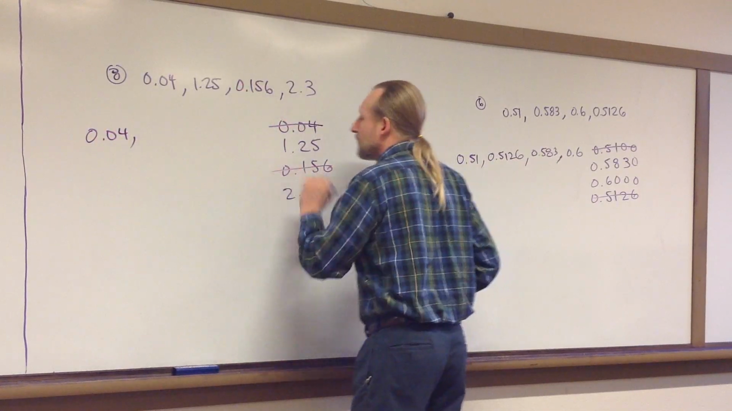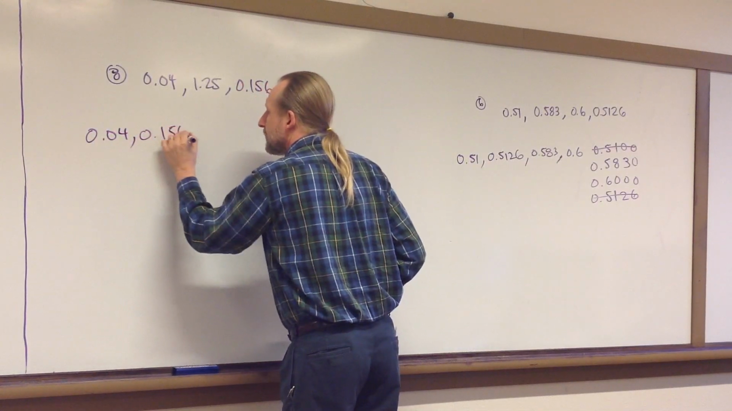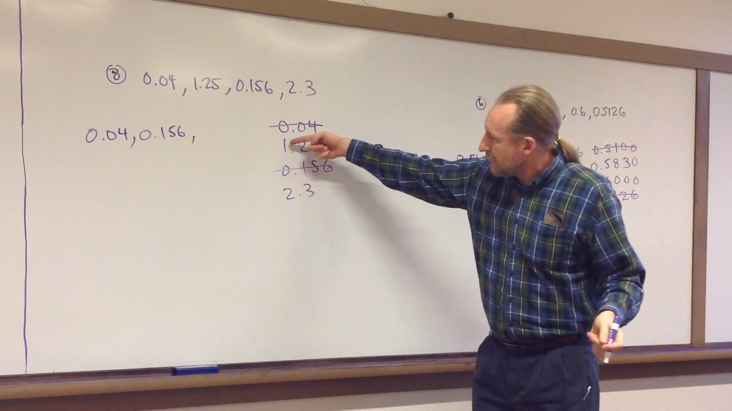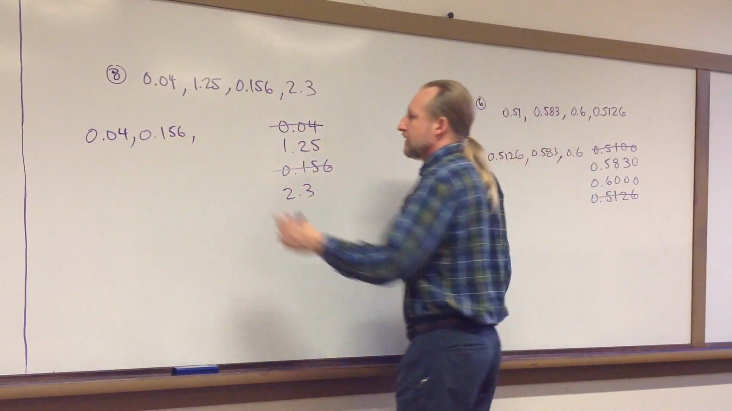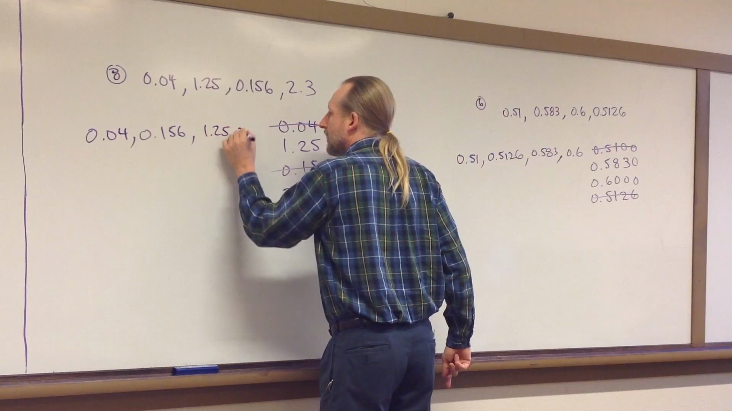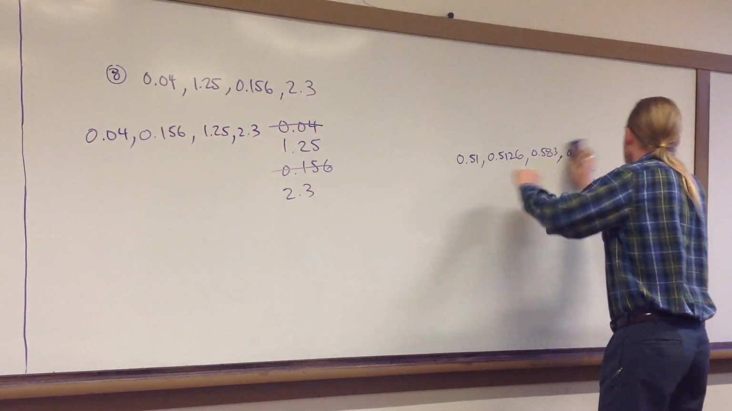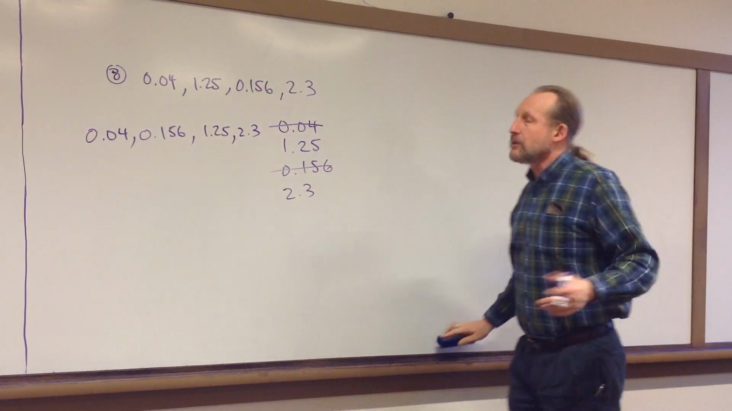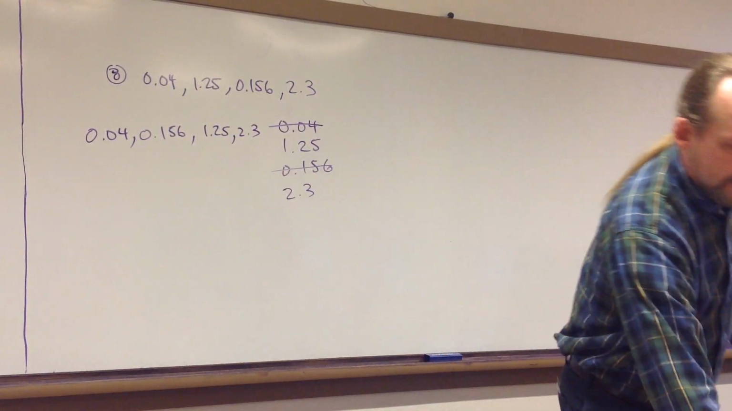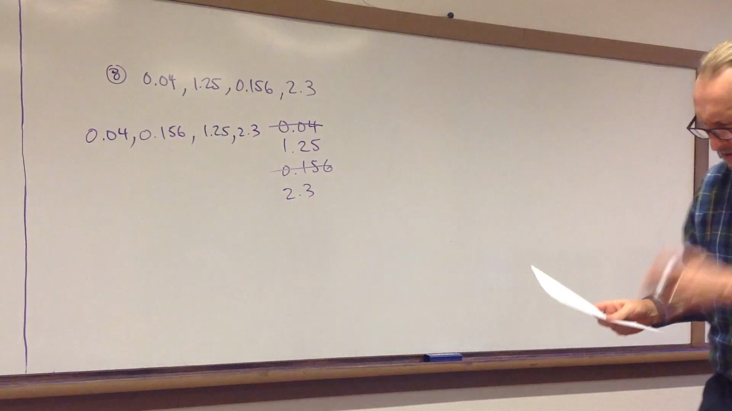That's the smallest one then, 0.04. And then this one would be next, 0.156. And then it's pretty clear here. This one's next, and then that one is the biggest: 1.25, 2.3. And there's nothing wrong with adding the zeros. You can do it or not do it, whatever is easiest for you.